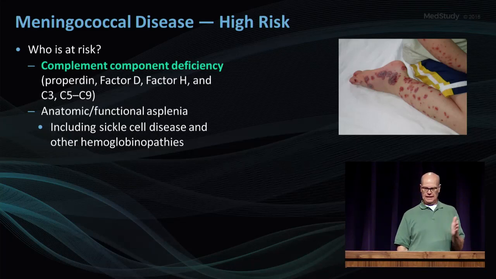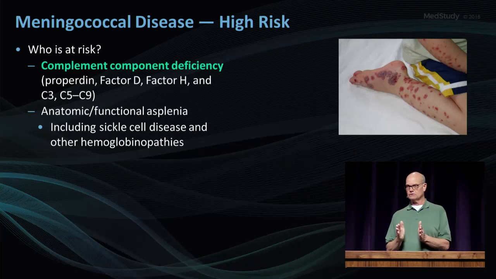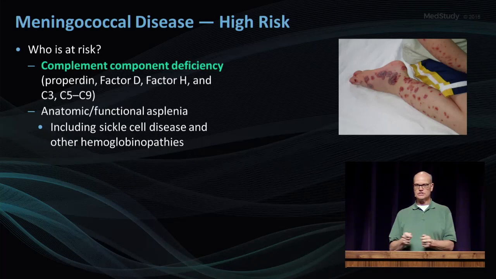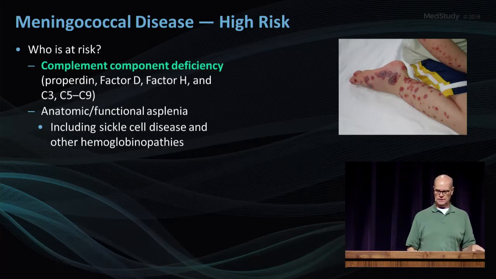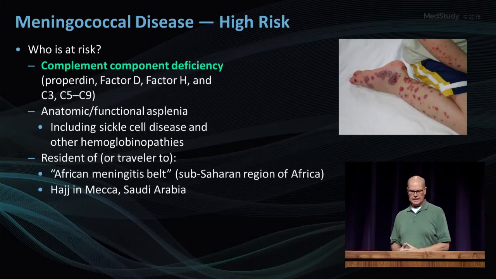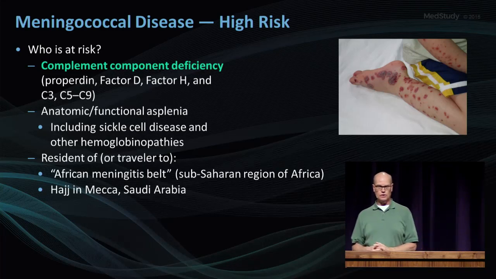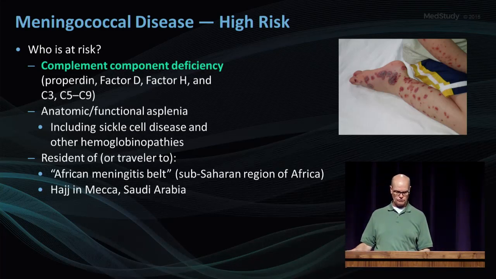Again, like Hib, anatomic or functional asplenia. There are 3 bad actors when you don't have a spleen: pneumococcus, meningococcus, and Hib, all the encapsulated organisms. Those are the ones that are going to be at high risk. Those are the ones that are going to need pneumococcal vaccine and the polysaccharide vaccine as well. Again, for those of you who may be traveling, or for those of you who have patients who have traveled to and from these areas of the world, they may be at risk of meningococcal disease.